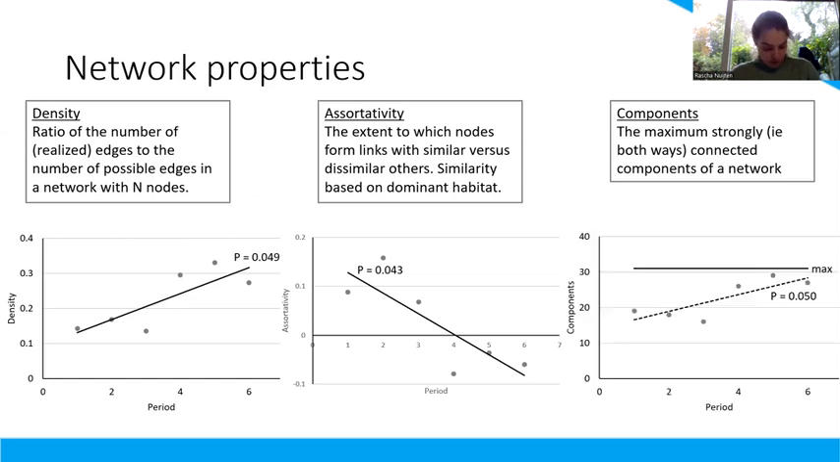Third, I looked at components. The components of the maximum strongly connected network. Our network in total has 31 nodes, so the network is rather strongly connected in all periods. This also means that no subnetworks are present in the winter area of the Bewick's swan.